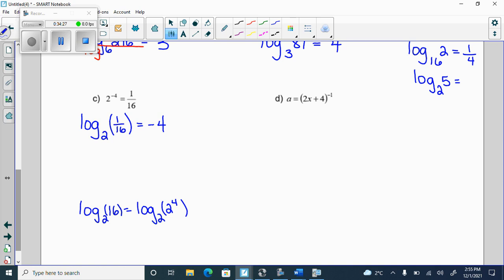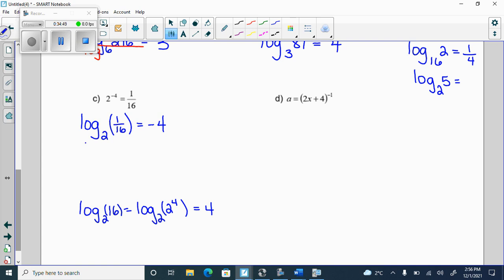Whenever these are the same number, your answer is the exponent. Because 2 to what power is 2 to the 4? 4. 2 to the 4 is 2 to the 4, right?